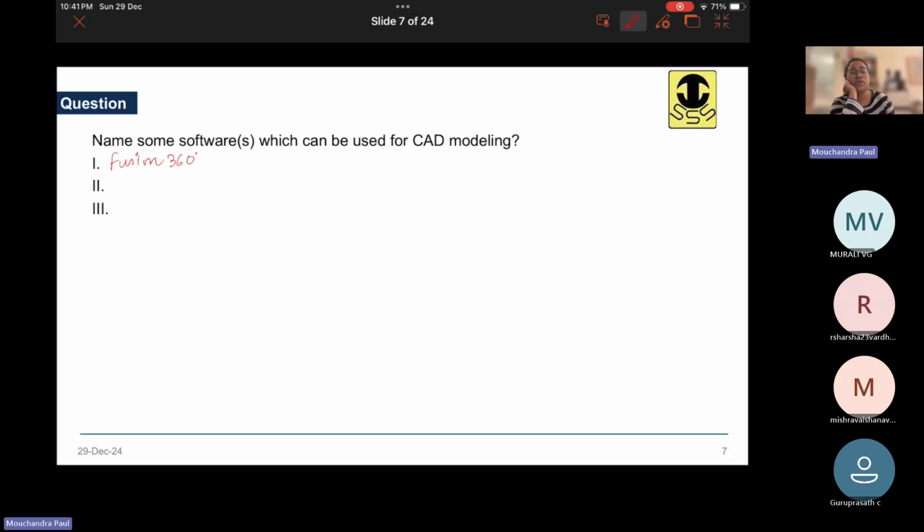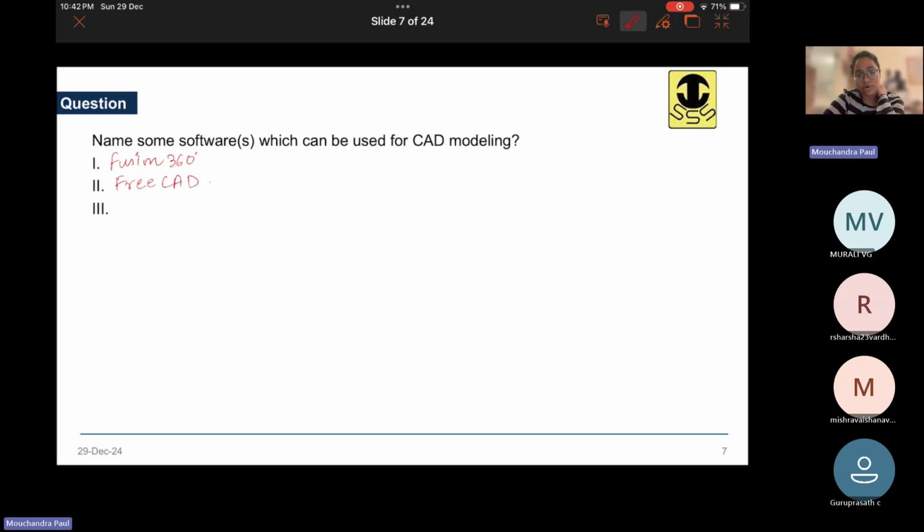Can you say again? Sorry, can you say again? FreeCAD. Sorry? One software is FreeCAD. Are you saying FreeCAD? Oh, FreeCAD, okay, fine. I haven't used that software, but if you're saying that, then there must be. Did I write it correctly?